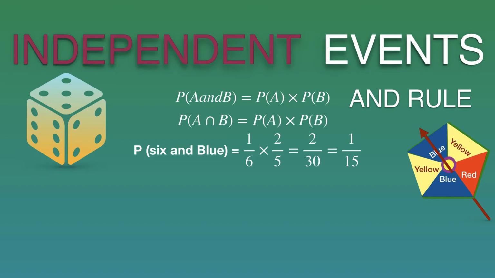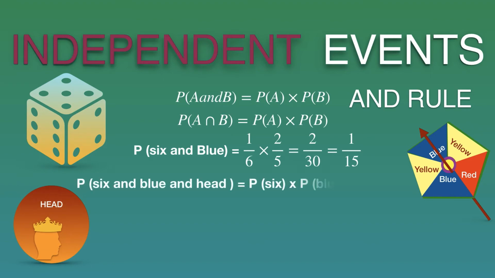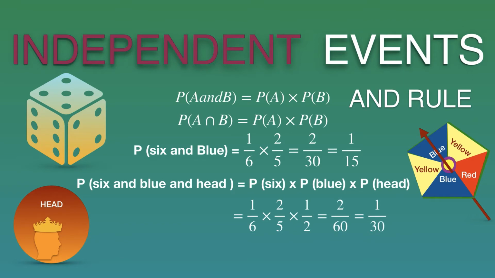If we are interested in getting a 6 on a dice, blue on a spinner, and head on a fair coin, then we can simply multiply the probability of each of these events happening, as they are all independent of each other. Since the probability of getting head on a fair coin is half, the probability of getting a 6 on a dice, blue on a spinner, and head on a coin is given by multiplying 1/6 with 2/5 and 1/2. This gives us 2/60, which then simplifies down to 1/30.